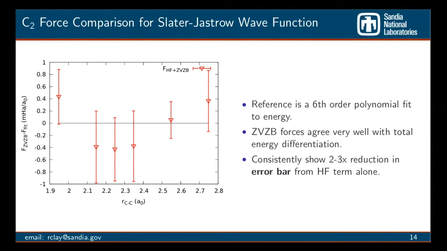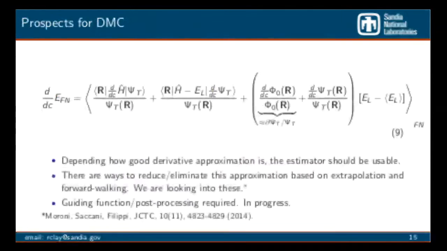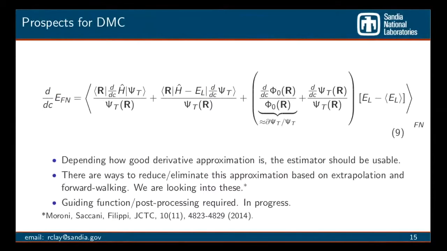Moreover, in this particular case, we're still seeing a consistent 2 to 3-fold reduction in the error bar, which means a factor of 4 to 9 improvement in the variance and therefore computational efficiency. So I would say this is pretty well validated. This looks pretty good. So where are we going next?